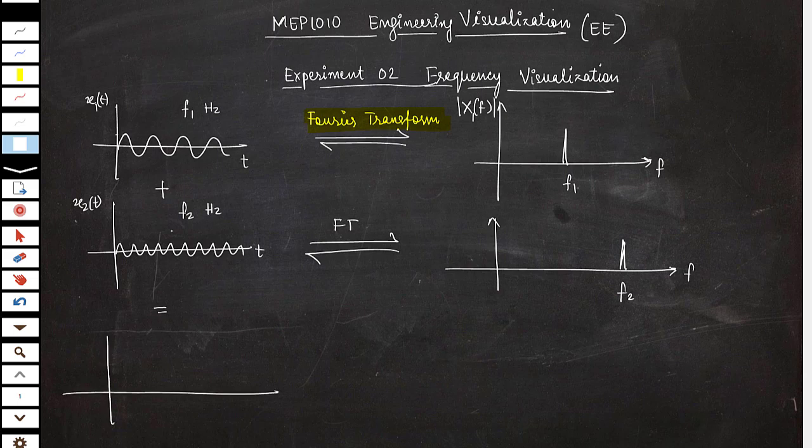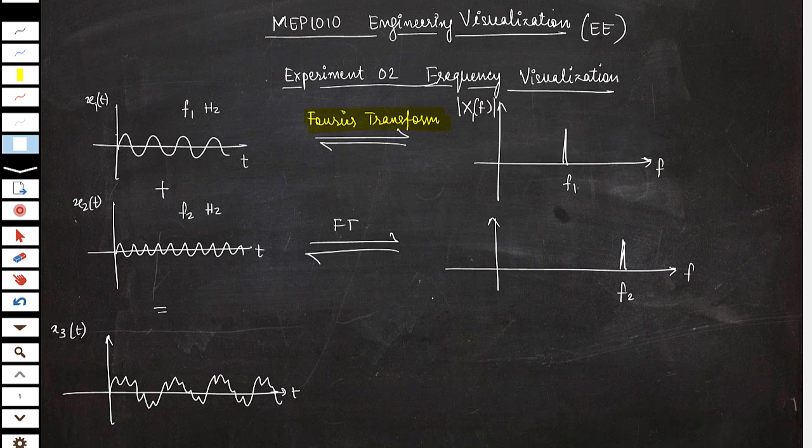Adding two sinusoids will not give me a sinusoid, of course, because the frequencies were different, but it will still give me a periodic signal. So suppose the signal looks something like this. It is still a periodic signal. Let me call it x3(t).